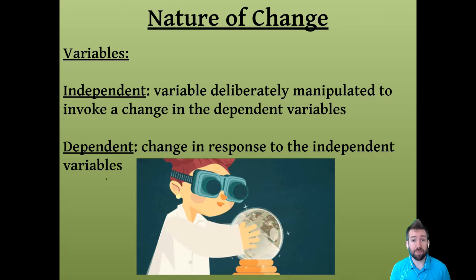That means that the amount that you'd be breathing, how fast, would be the dependent. It depends on what you do to the independent variable. So change in response to the independent variable. Again, going back to that example, you in the experiment would be changing the independent variable of temperature, and then you would be finding out the response to that temperature change in how fast people are breathing.